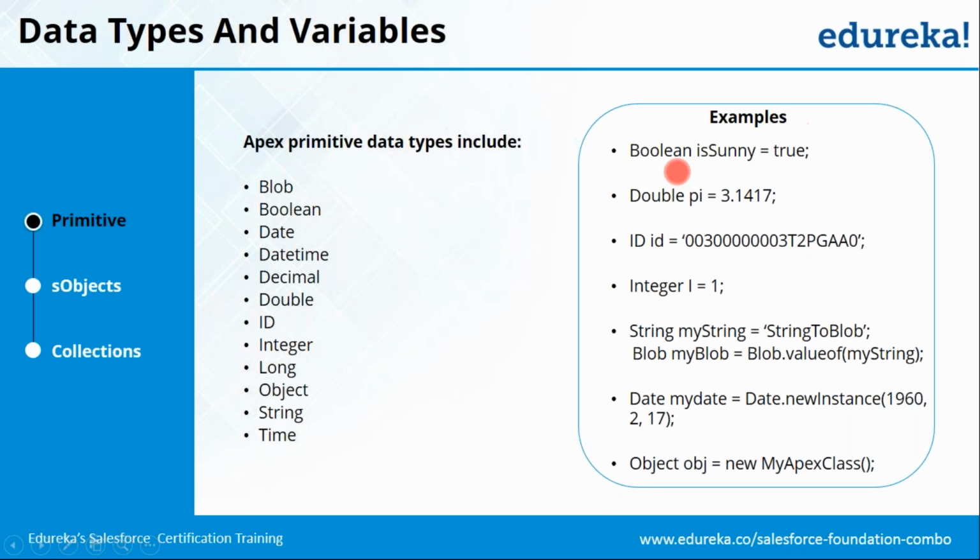To give you an example, isSunny is the variable that will be created. The data type will be Boolean, and Boolean is going to be either true or false, right? So you're going to store the data as equal to true. Or if it's double, then you can have the variable name and give the value of the variable to be 3.1417. So that is the data type of double, and then the data type of ID is this.